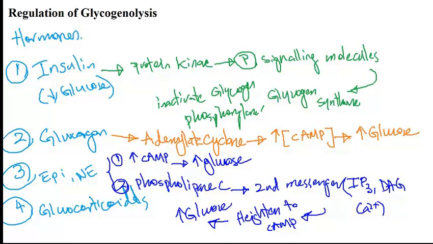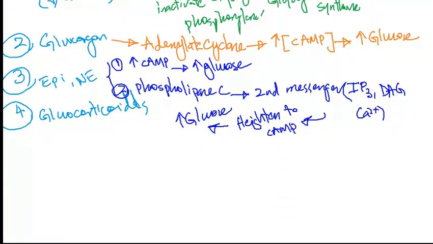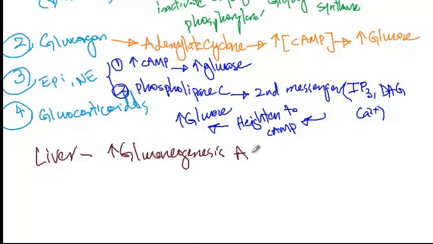And then finally we have the glucocorticoids, and the effect of glucocorticoids is tissue specific. So it depends which tissue we are talking about. If we are talking about the liver, inside the liver, glucocorticoids enhance both gluconeogenesis and glycogenesis, so increasing the concentration of both glucose and glycogen.